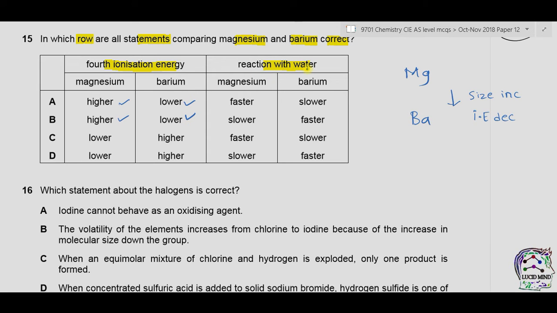Second thing is reactivity with water. As we move down in the group, the reactivity of group 2 metals increases. So barium is more reactive with water as compared to magnesium, so therefore barium reaction will be faster and magnesium will be slower. Correct answer is therefore B.